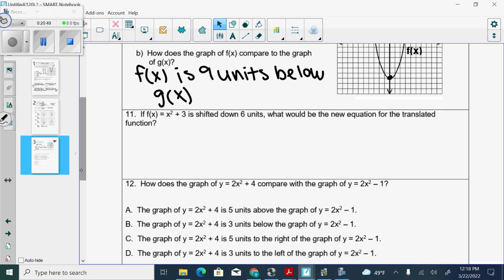Alright. Okay, number 11 says that x squared plus 3 is going to be shifted down 6 units. What would be its new equation? Okay, so right now it's at 3. If I go down 6 places, where did you say that would put us, Helen? Very good. 3, if I go down 6, that means -6, would put us at -3. So the new equation, I'll call it g of x, would be x squared minus 3.